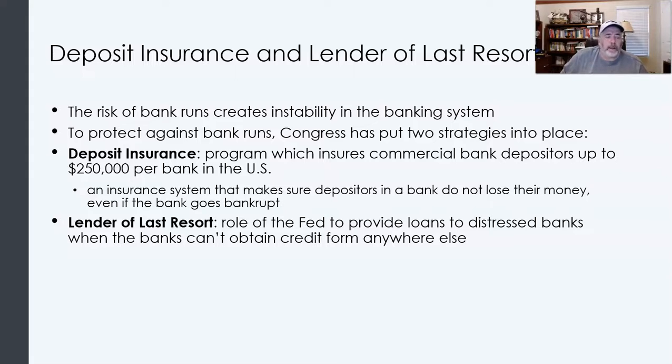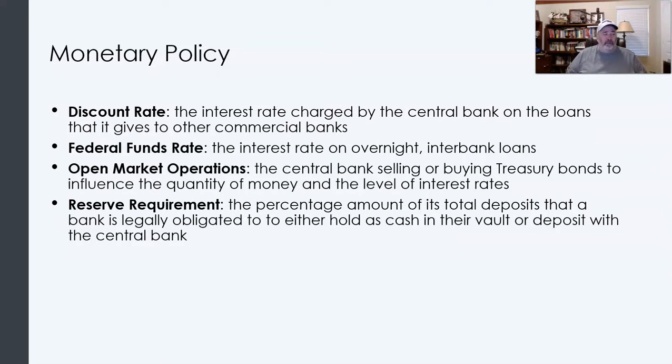Okay? And again, the Fed acts as a lender of last resort to provide loans to distressed banks when the banks can't obtain credit from anywhere else. But they also do it for other reasons. All right. There's that discount rate. It's the interest rate charged by the central bank on the loans that it gives to other commercial banks. Okay? Then there's the federal funds rate, which is the interest rate on overnight interbank loans, the loans between banks. We talked about that. All right. So there's your monetary policy.